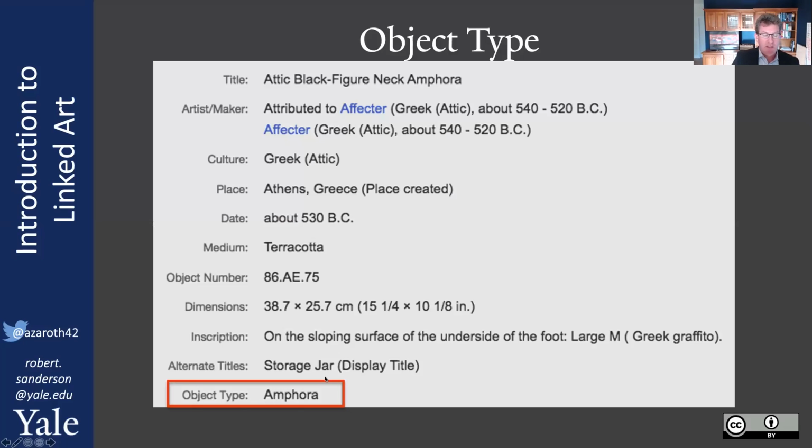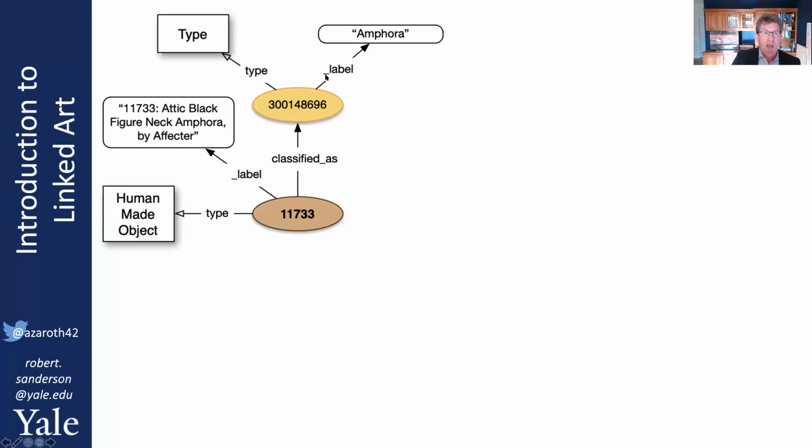So now we can add the object type, which is amphora. And for this, we use the AAT. In CRM terms this is a type or a concept. It has a label, Amphora, and it has a URI, AAT 300148696. So this then adds this conceptual layer of vocabularies into the ontology layer.